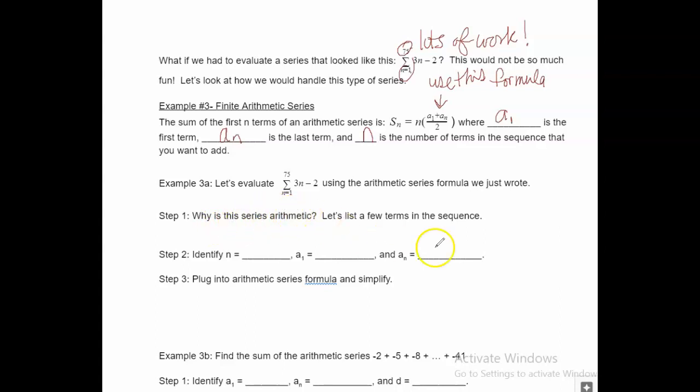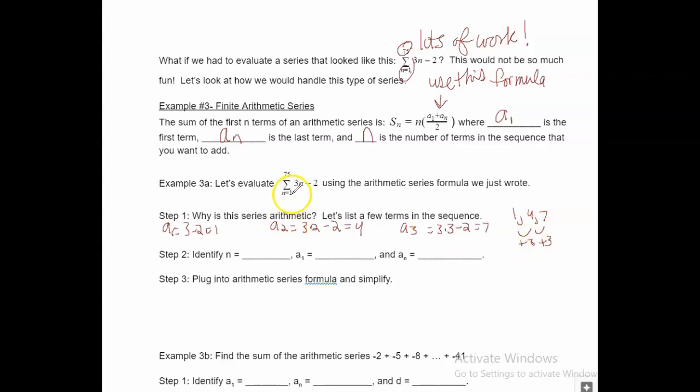Let's list the first few terms. So A1, I see, is 3 minus 2, which is 1. A2 is 4. So we have 1, 4, 7. We're adding 3 each time.